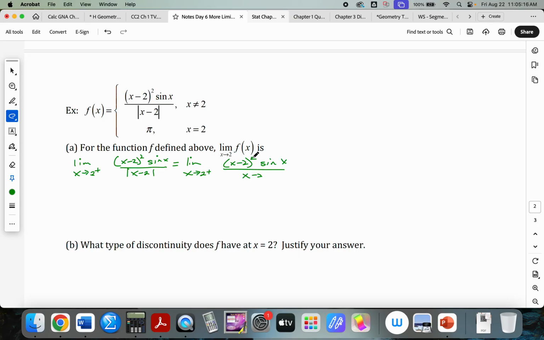Well, x minus 2 squared over x minus 2, I can cancel those because other than at x equals 2, those are equal to each other. So now as x goes to 2, that goes to 0 times sine of 2. I have no idea what sine of 2 is, but I'm multiplying it times 0, so I don't care. This goes to 0.